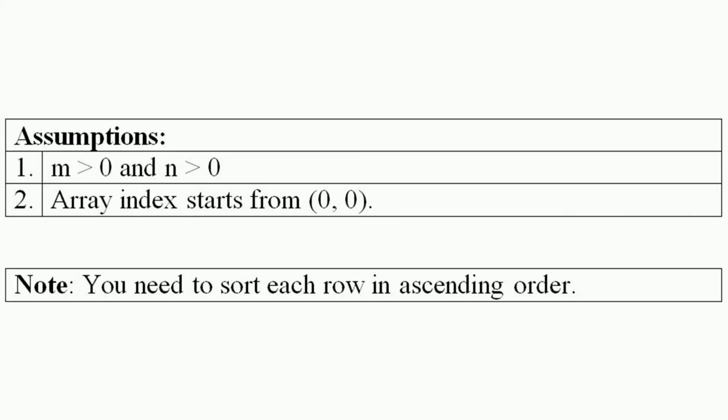Assumptions. M greater than 0 and n greater than 0. Array index starts from 0, 0. Note, you need to sort each row in ascending order.